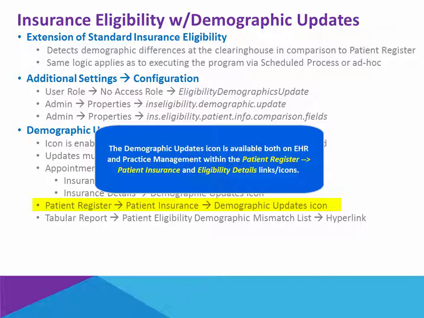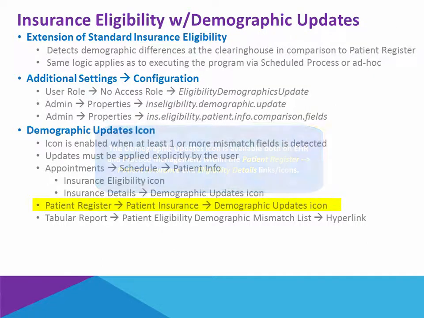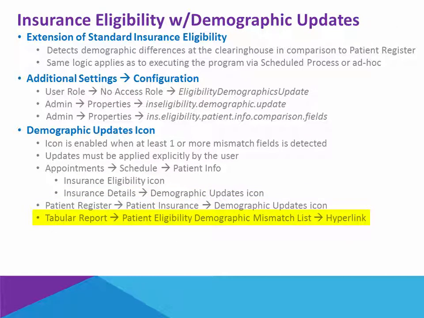So for those of you who do use practice management, you can also access this demographic update feature through patient register and insurance and eligibility details on the billing side. And then also under tabular reports, there is a specific demographic mismatch list which contains a hyperlink which allows you to apply the same updates.